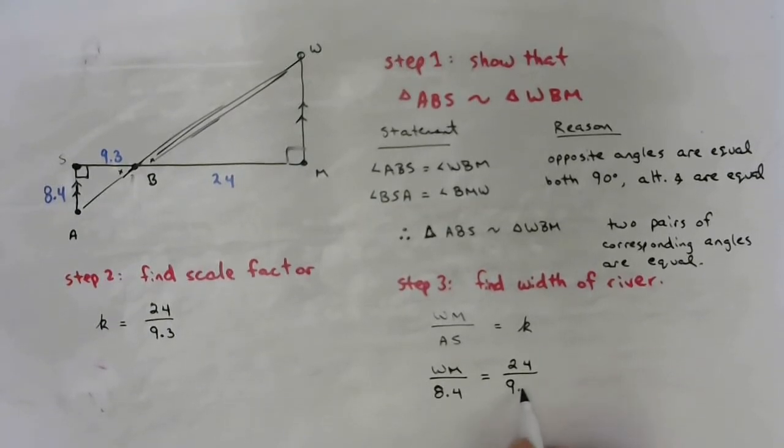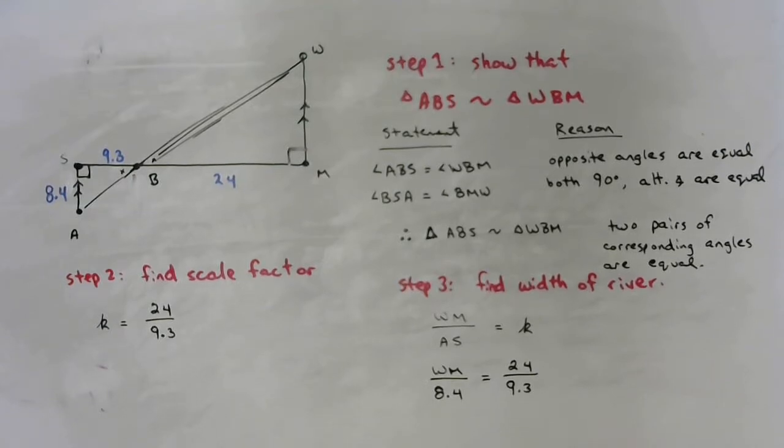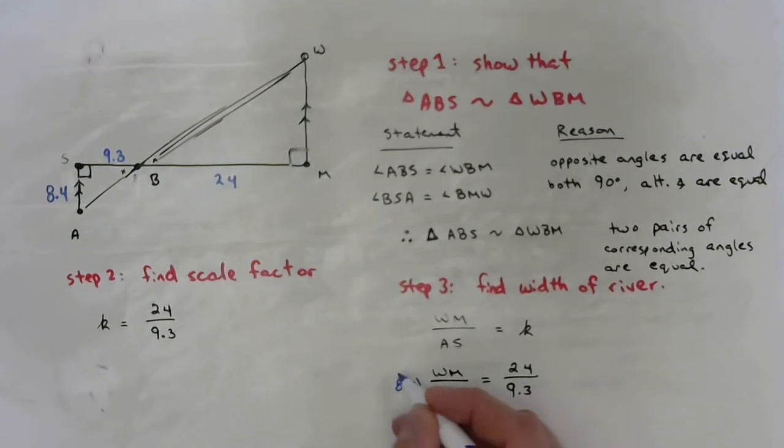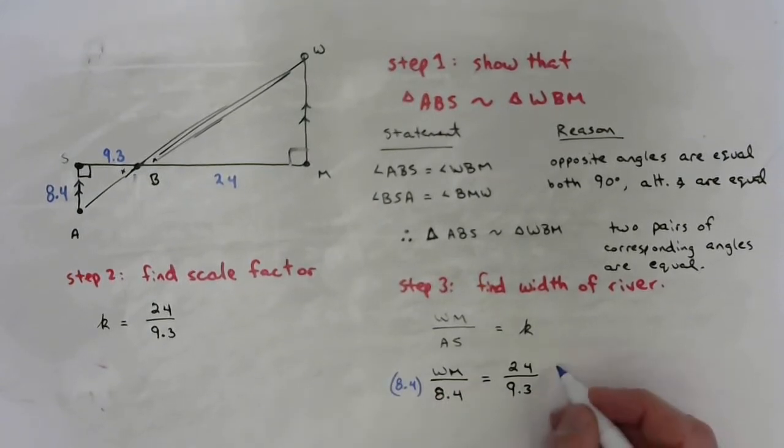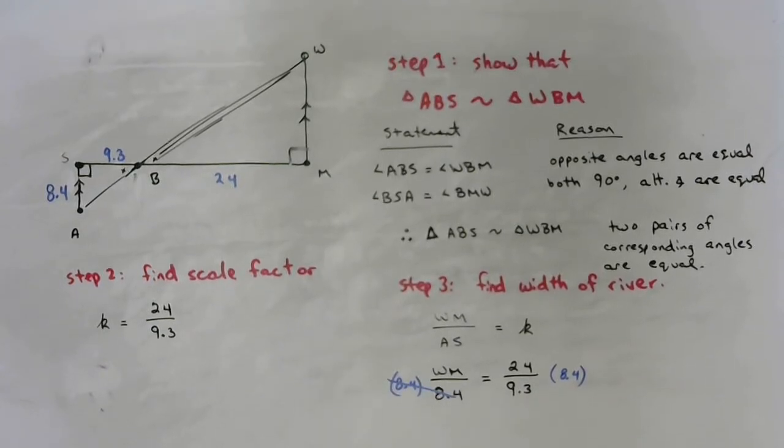24 over 9.3. Now I have a proportion. I'm looking for the width of the river. What do I need to do to get the length WM? Multiply the left side by 8.4. If I do it to the left side, I have to do it to the right side. On the left side, I'm just going to be left with WM.